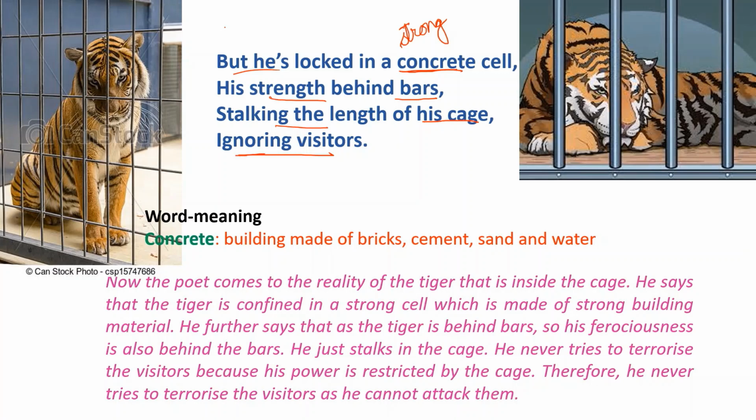इसलिए वो visitors को ध्यान नहीं दे रहा है, इग्नोर कर रहा है, because he knows that he can no longer terrorize them from behind the bars of the cage. So he is not even trying. He is not trying to terrorize the visitors as he cannot attack them. So the poet here talks about the reality of the tiger who is in the zoo.